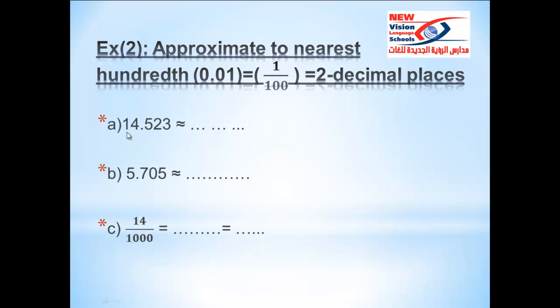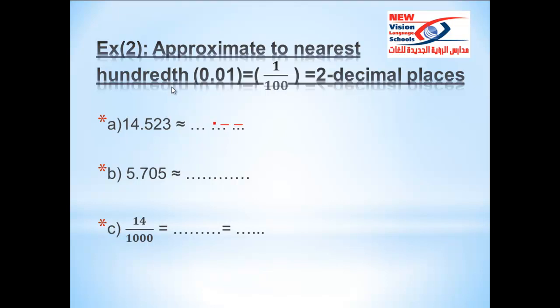First, we have here 14.523, thousandths. He wants to approximate it to hundredths, 2 decimal places. As I told you before, put your decimal point down. And hundredths means 2 dashes, put 2 dashes after the decimal point to keep the place of the number. I only want 2 decimal places, 2 digits after the decimal point.